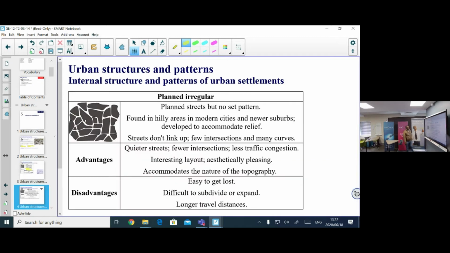The planned irregular: planned streets, but no set pattern, like what I was trying to explain there, found in hilly areas, in modern cities and newer suburbs developed to accommodate relief. Streets don't link up, few intersections and many curves. Advantages: quieter streets, fewer intersections, less traffic congestion, interesting layout, aesthetically pleasing, accommodates the nature of the topography. Then on our disadvantages: easy to get lost, difficult to subdivide or expand, longer travel distances.